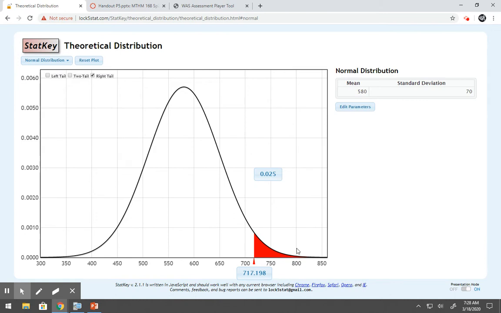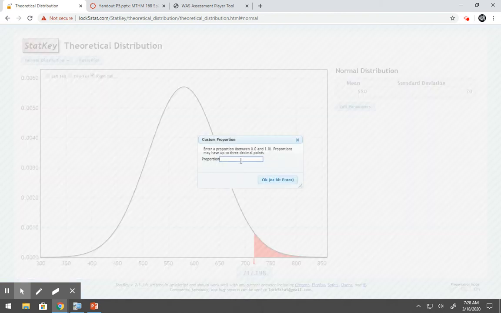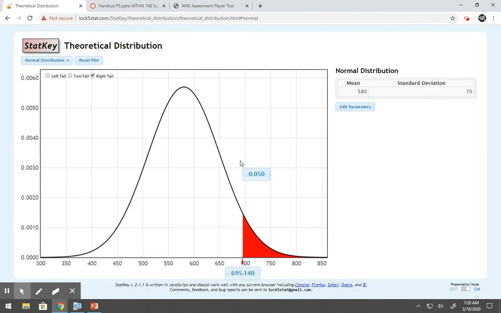Remember, the p-score is the amount of red area on the right-hand side. There's about 2.5% of this area consumed over here. If I make this area 5%, then the endpoint has to scoot over to accommodate twice as much area.